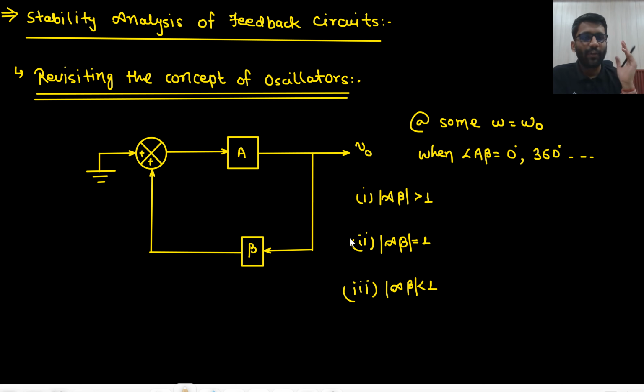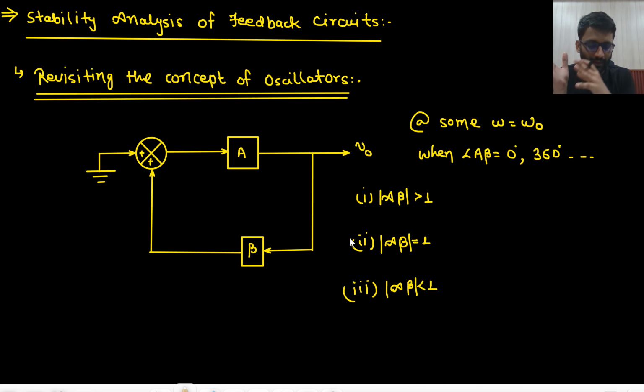Hi everyone, in this video we are going to study the stability analysis of the feedback circuit. We have seen a lot of negative feedback circuits, and we have also seen positive feedback circuits. Negative feedback circuits we saw in op-amps as well as in MOSFETs. Positive feedback circuits we saw in op-amps when we were studying oscillators, right? So now we are going to talk about the stability of that.